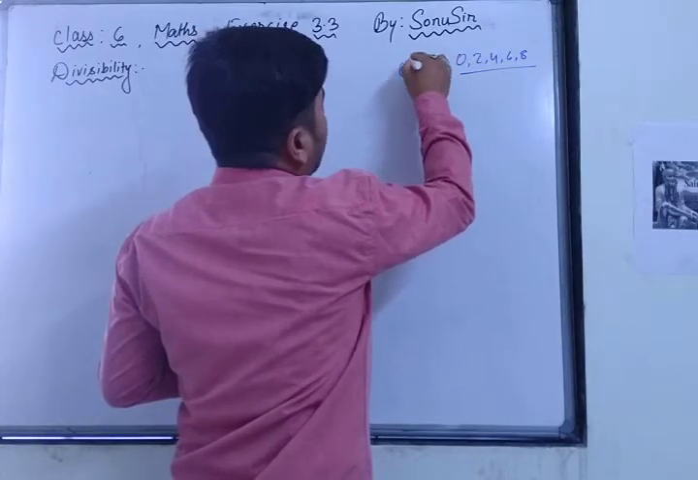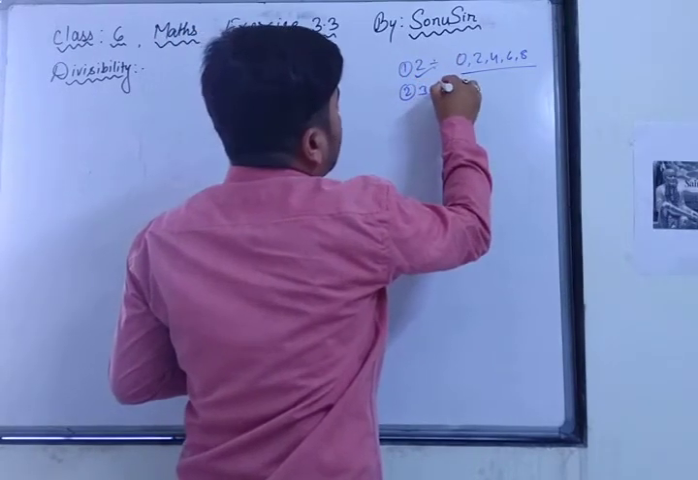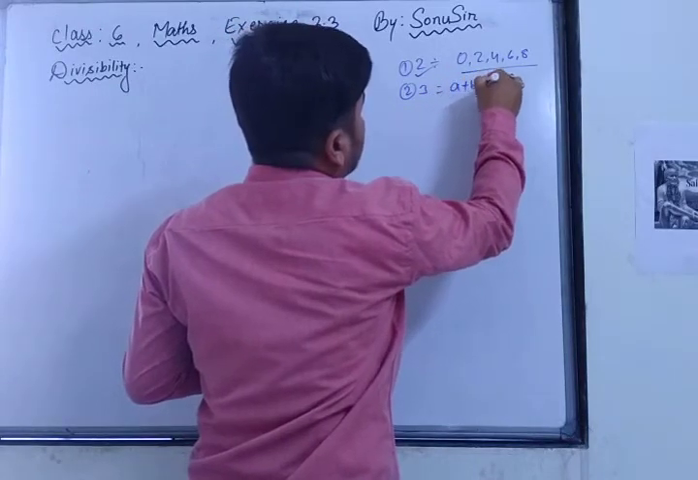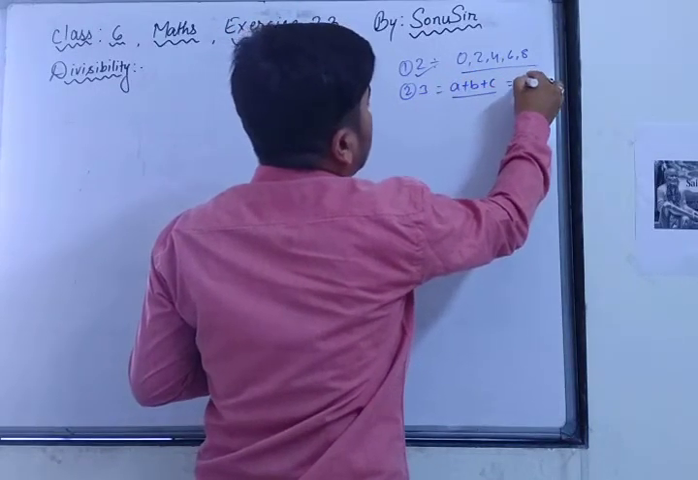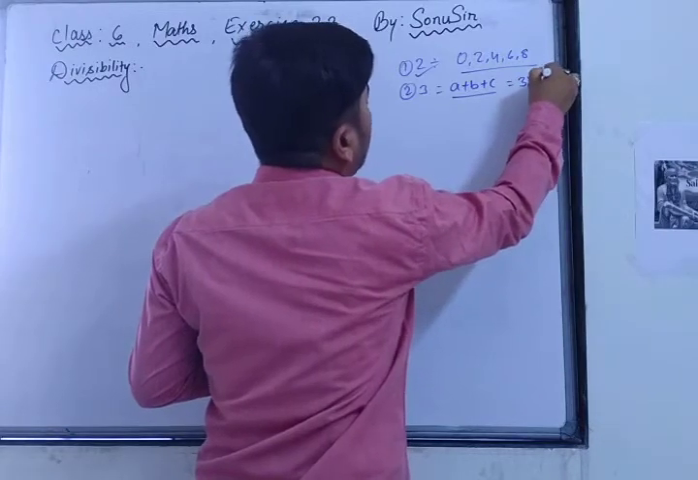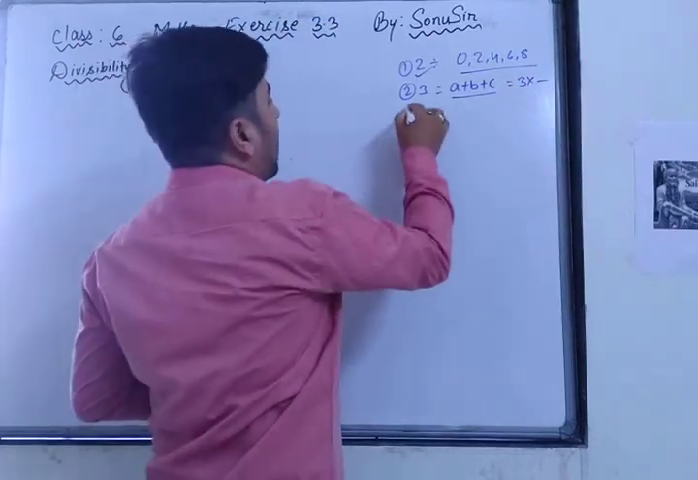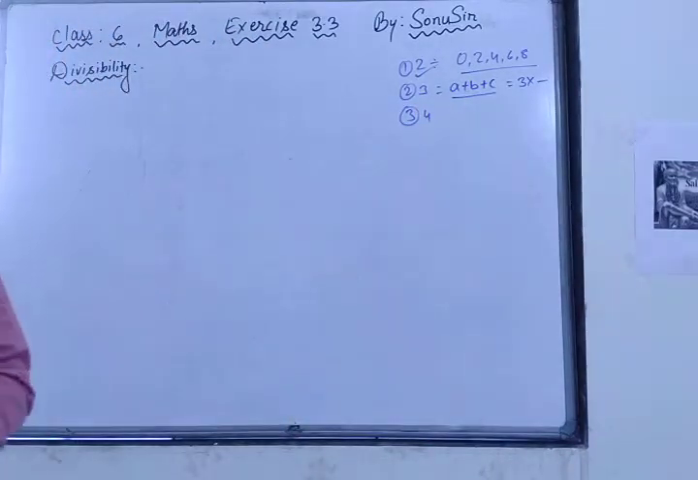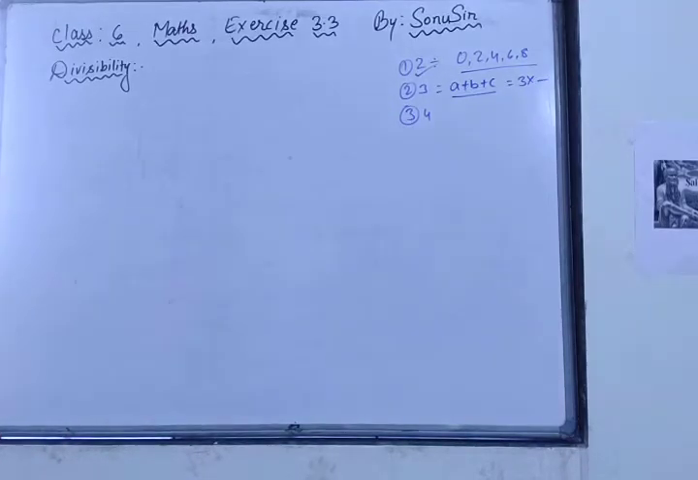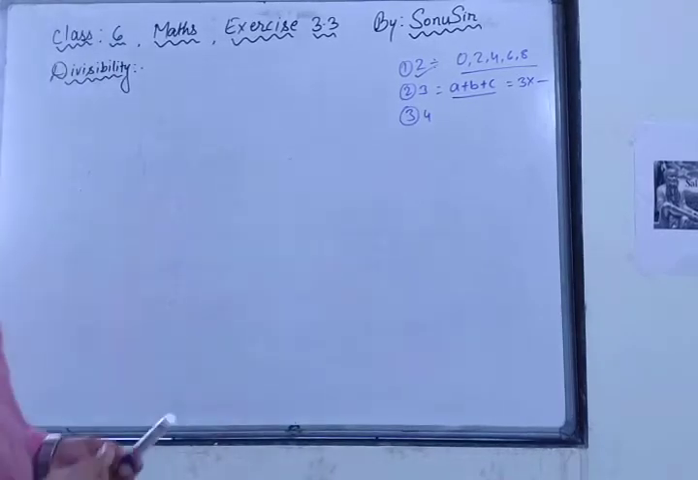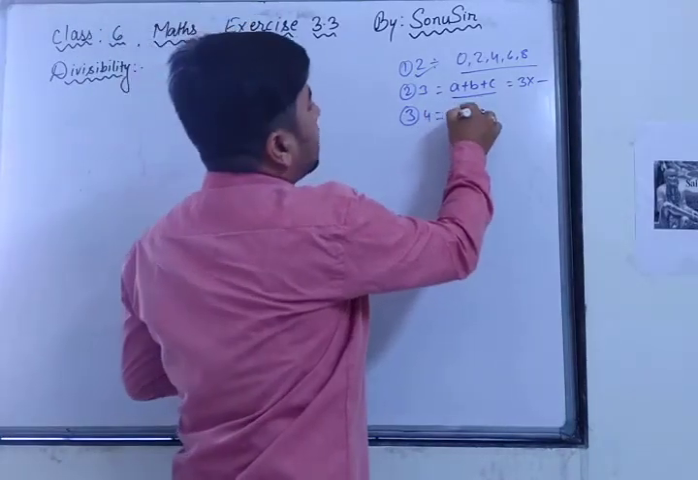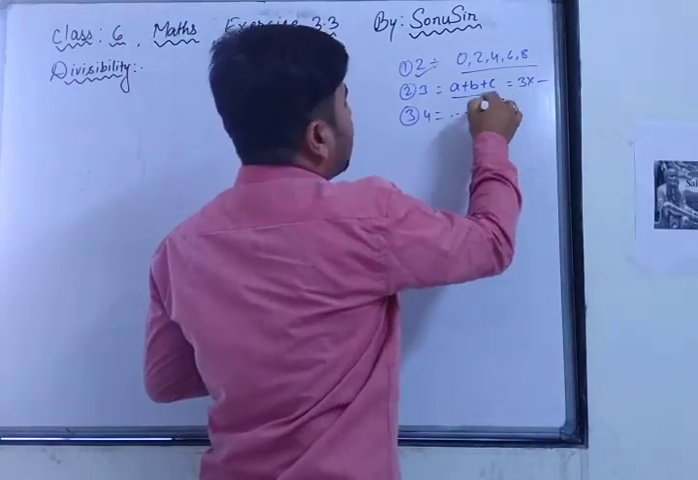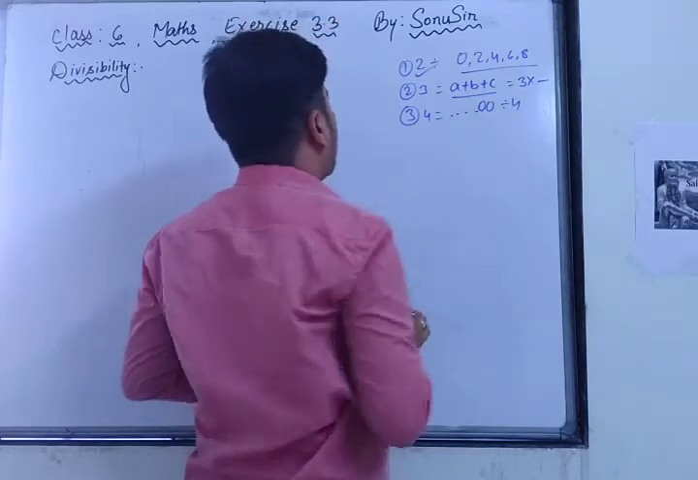Remember, for divisibility by 3, the sum of all the digits should be a multiple of 3. After that I informed you about divisibility of 4. Have you remembered it? I told you that the last 2 digits must be 0 or divisible by 4, or the last 3 digits must be divisible by 4, then that number is divisible by 4.